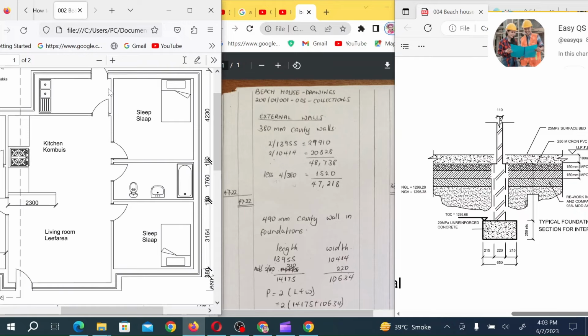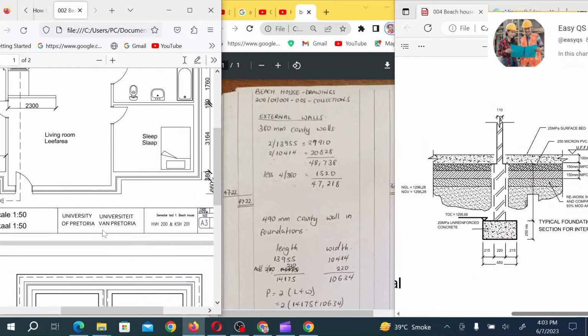All right, so this drawing that we are taking off right now is from the University of Pretoria. They had been given this assignment to do. So I decided, because of the demand from the students, I should help you go through it. So now we shall start with the first point of taking off, which is the collections. We want to know how we calculate the center lines for the external walls and for the internal walls.